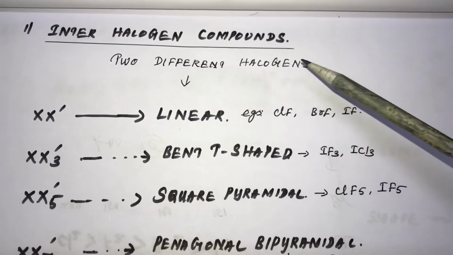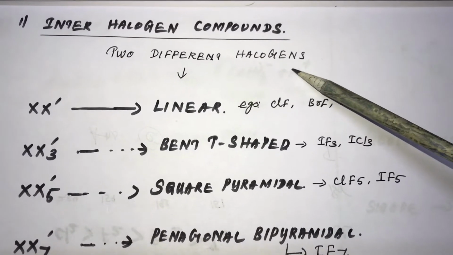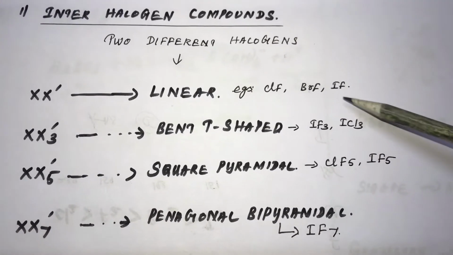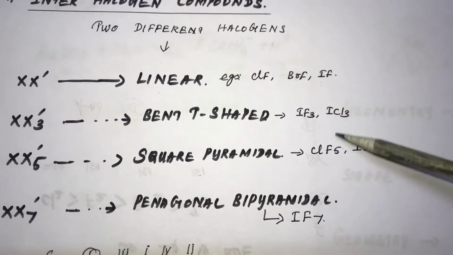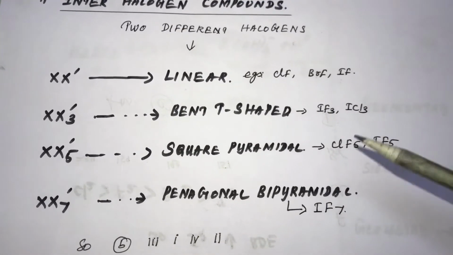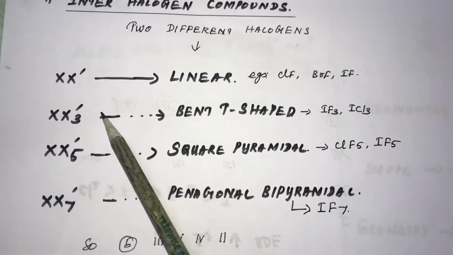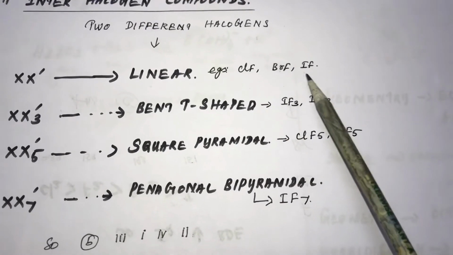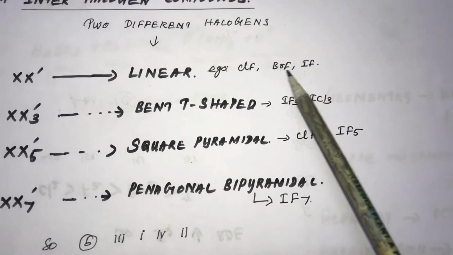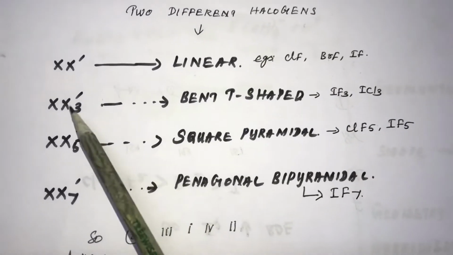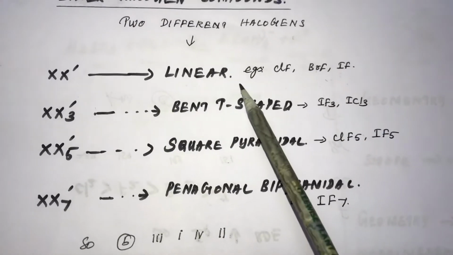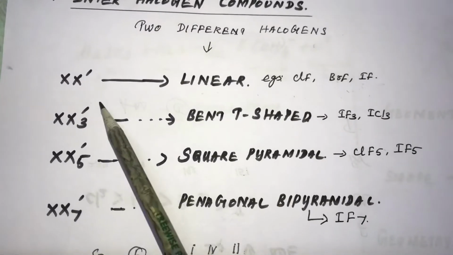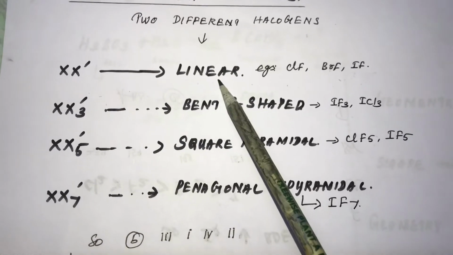What are interhalogen compounds? The different halogens react among themselves, forming interhalogen compounds. Depending upon the combination of the halogens, there are different types of interhalogens. For example, XX', where the examples are ClF, BrF, IF: iodofluoride, bromofluoride. The XX' type is actually a linear molecule. They are all linear molecules. So XX' type matches with linear.